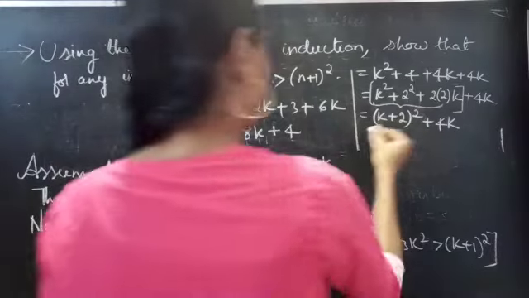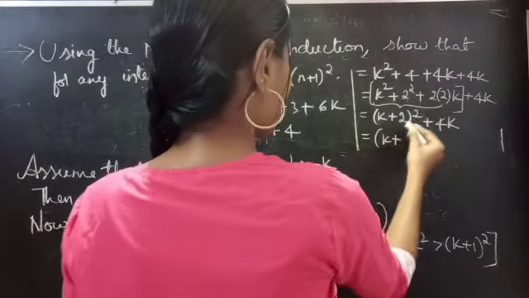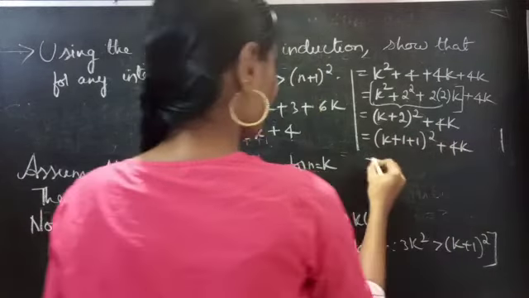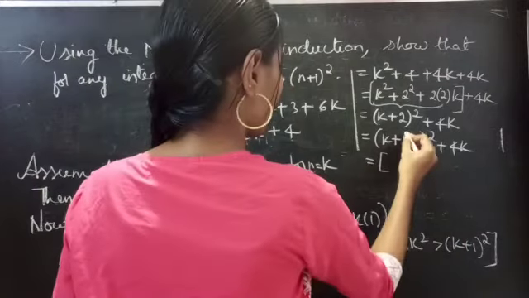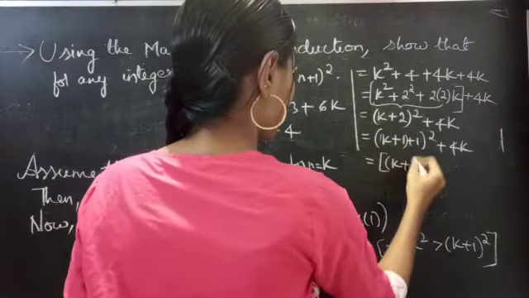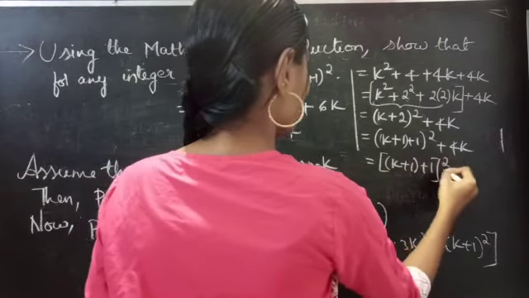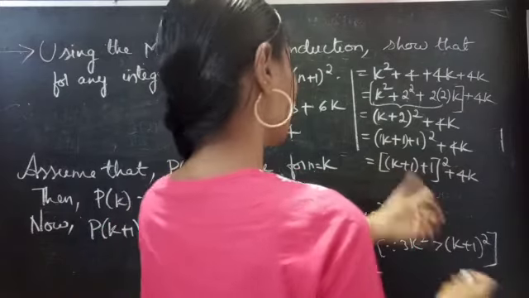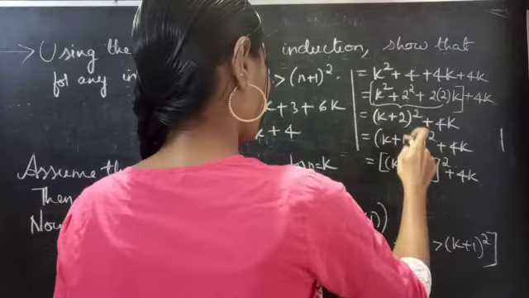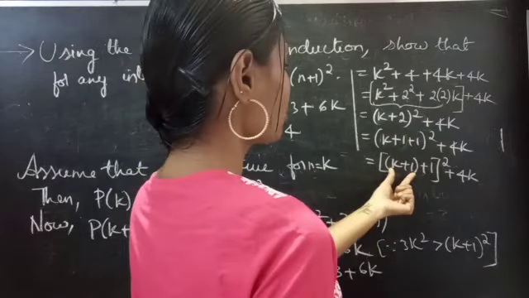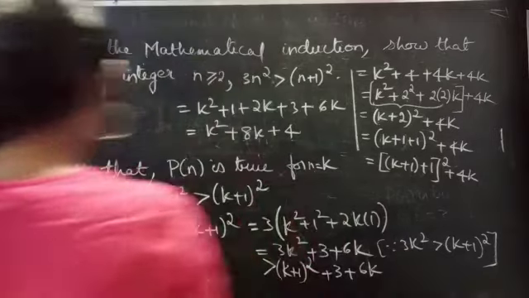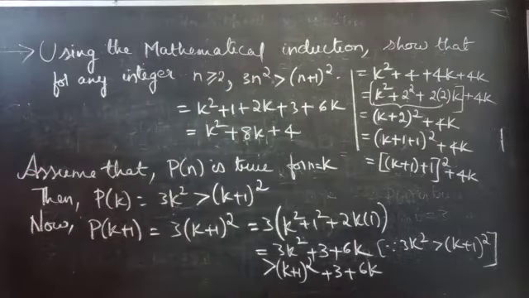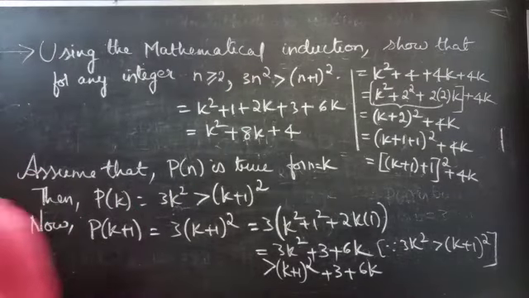Now you can write this as k plus, you can split this 2 as 1 plus 1 whole square plus 4k. Simply we are writing in terms of k plus 1. So you can write this as k plus 1 whole square plus 4k. Okay, here we are writing in terms of k plus 1. Don't get confused, okay? We are writing in terms of k plus 1. In order to prove the statement, the given statement is true for n equals to k plus 1. Right? Fine.